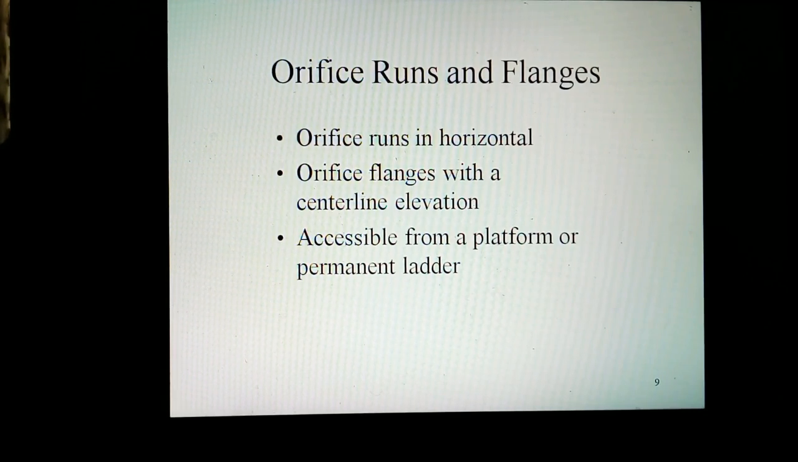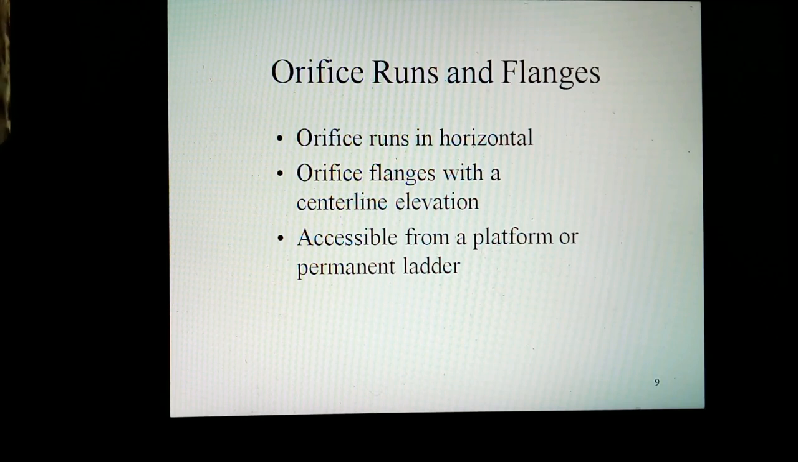Orifice runs and flanges. Locate orifice runs in the horizontal. Vertical orifice runs may only be used with the approval of company control systems engineering. Orifice flanges with a center line elevation over 15 feet or 4.5 meters above the high point of finished surface, except in pipeways, should be accessible from a platform or permanent ladder.